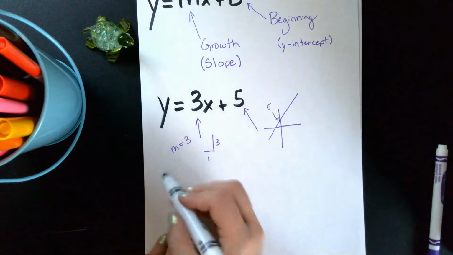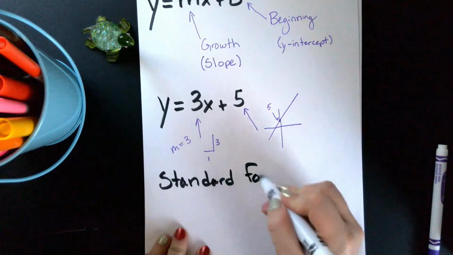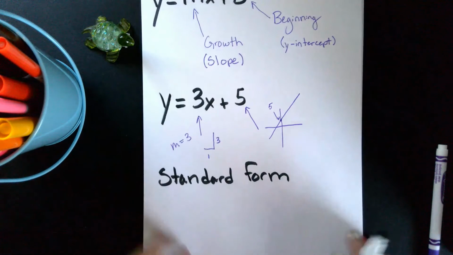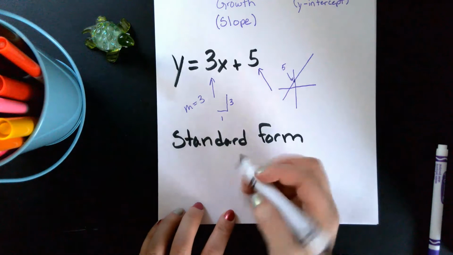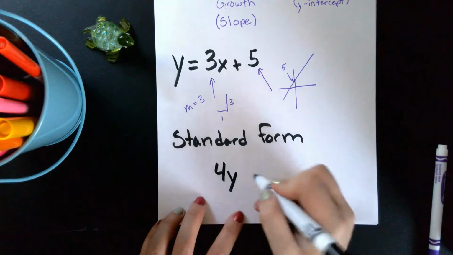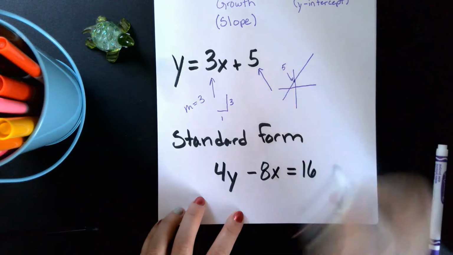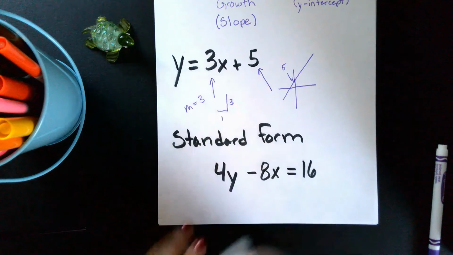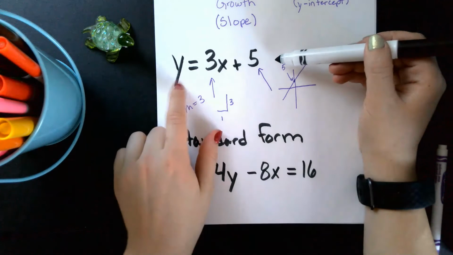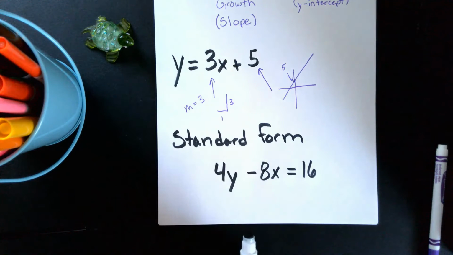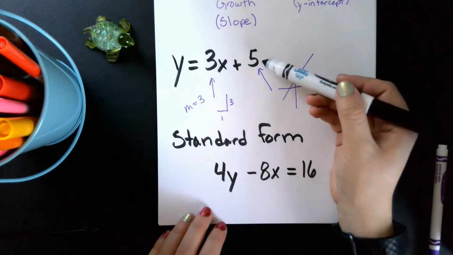Today we're going to take a look at something that's called standard form. Now it looks scary, but it's not, I promise. For example, let's do something like this. That is in standard form, okay? Unlike in y equals mx plus b form where the y has been isolated, the y and the x are on the same side. This does mean that it's going to involve some solving to get it back to y equals mx plus b, which is an easier form to read.